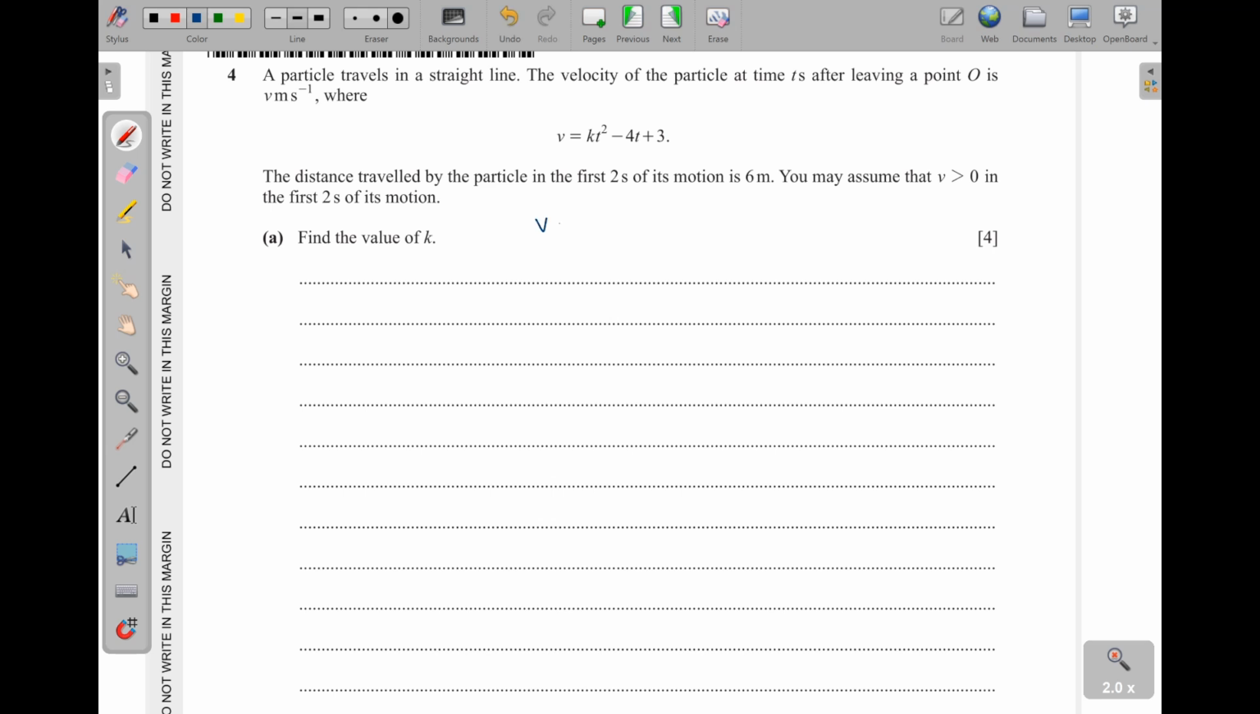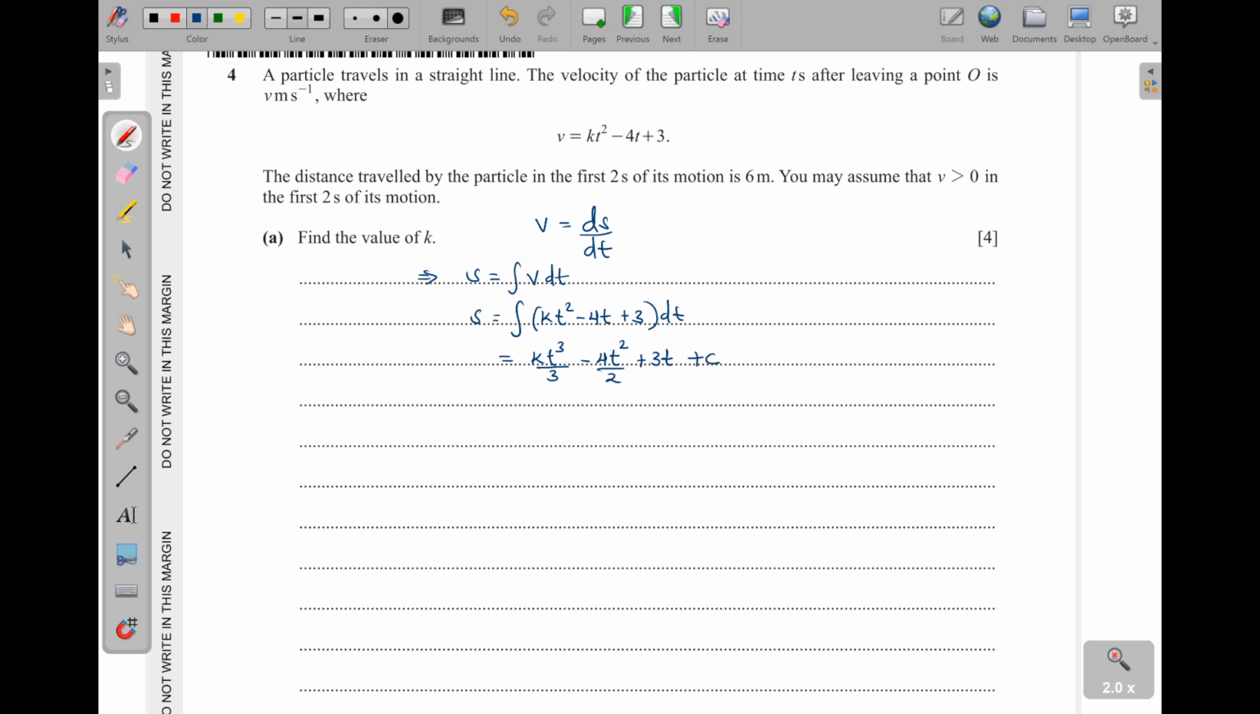So if velocity is the rate of change of displacement, ds/dt, this simply implies that displacement is the integral of velocity with respect to t. So we integrate kt squared minus 4t plus 3 with respect to t. Remember, when you integrate, you increase the power by 1, so this becomes a 3. You divide by that new power. Then 4t squared over 2, then 3t, and then plus a c.